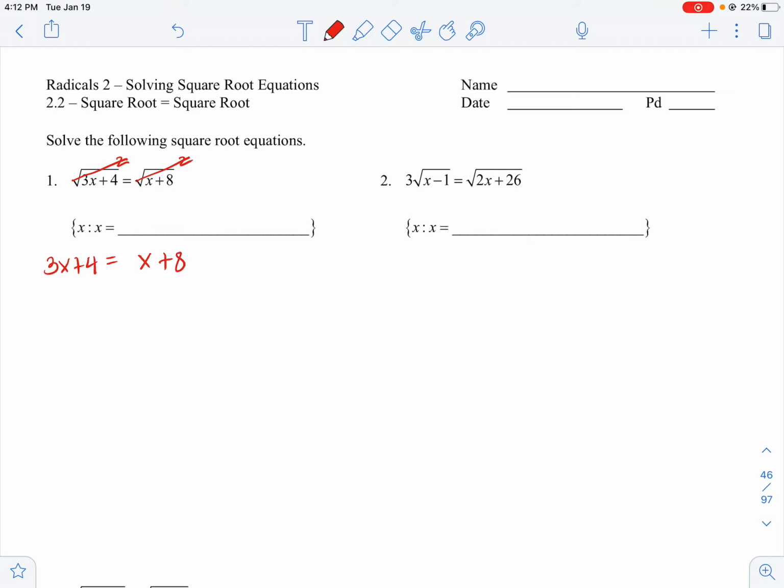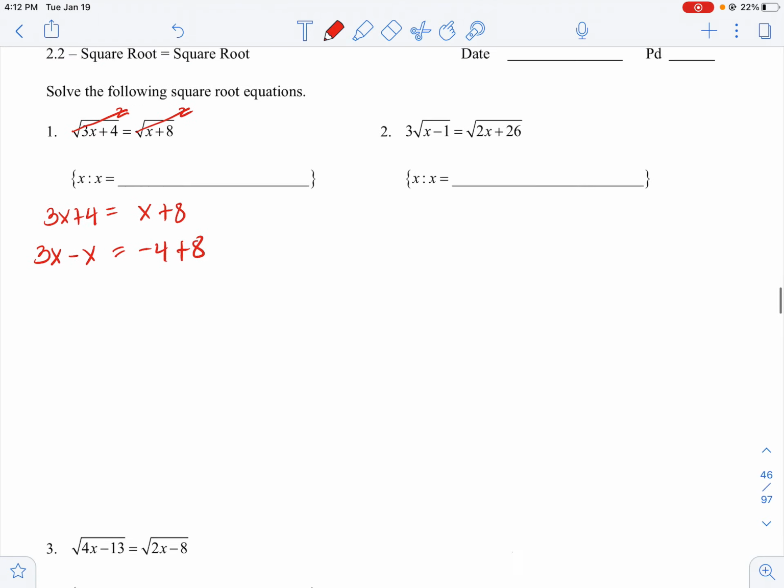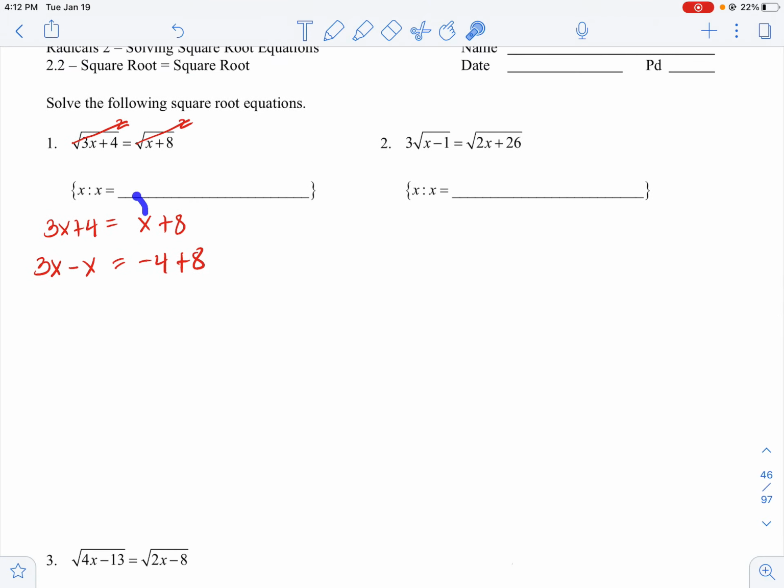So you just have to combine like terms. You have 3x minus x and then a negative 4 plus 8. I move the x to this side and I move the 4 to this side. And then you just solve that. That is a 2x and that's a 4. Of course, dividing by 2 will give you a 2. So your x is equal to 2.